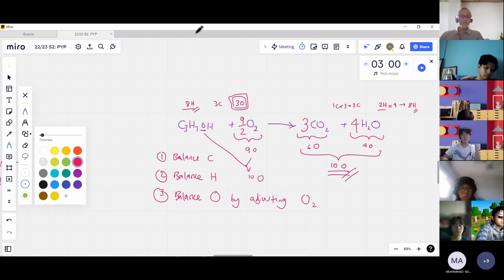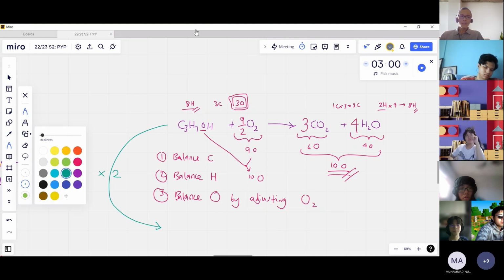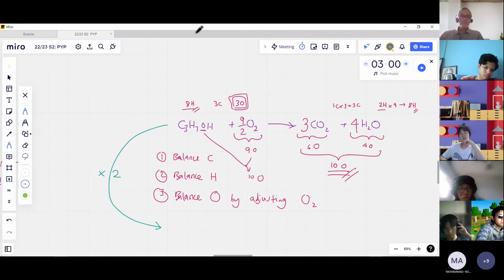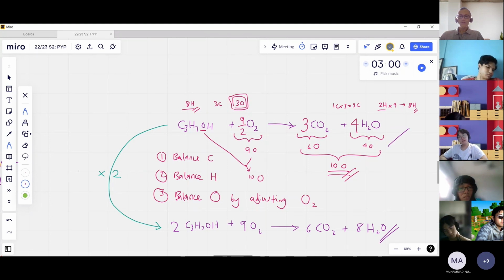But of course, if you are not happy yet, just get the whole thing multiplied by 2, if you are so fixated on whole numbers. Then you get 2C3H7OH plus 9O2 gives you 6CO2, and 4 times 2 is 8H2O. So you can use this answer as well, but you can also use this answer here with the fraction in front of O2. So this is what your answer should look like. Questions, anyone?